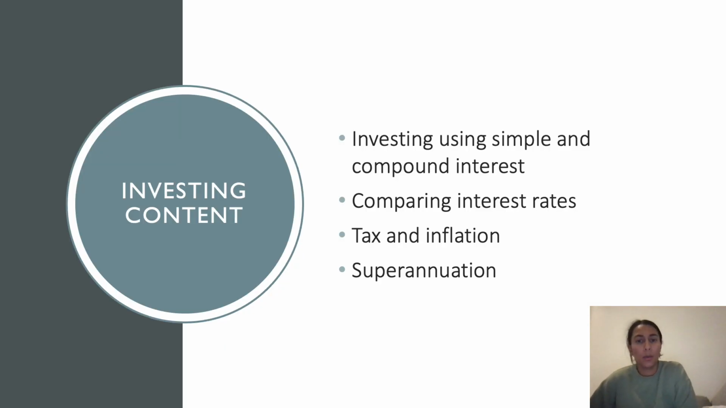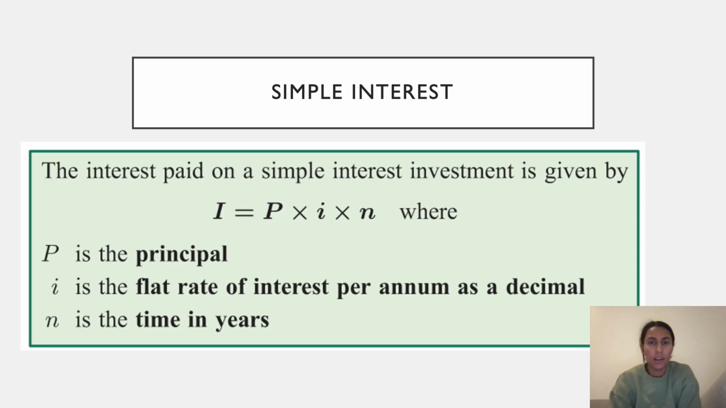So the things that we will be looking at for this investing side are investing using both simple interest and compound interest, how to compare interest rates, especially how to compare a simple interest rate to a compound interest rate to find out which one's better, tax and inflation, and superannuation. So let's get started. Okay, so hopefully you have all seen this equation before.